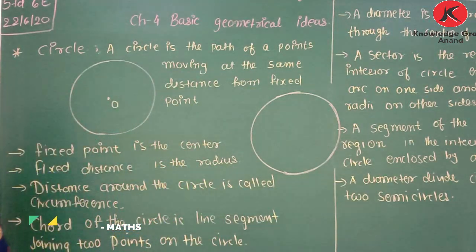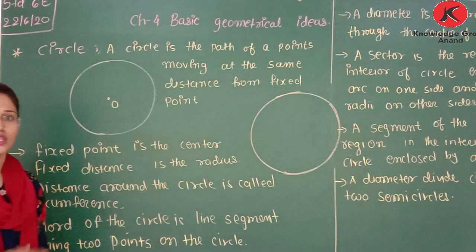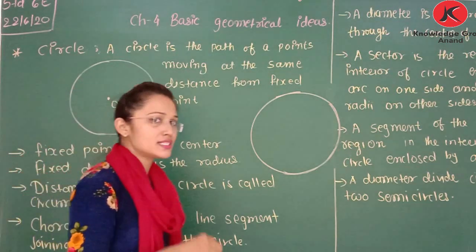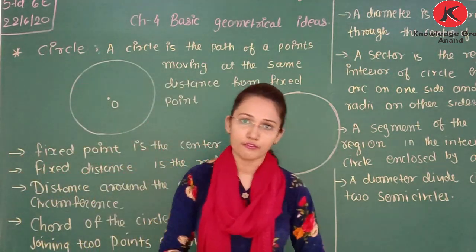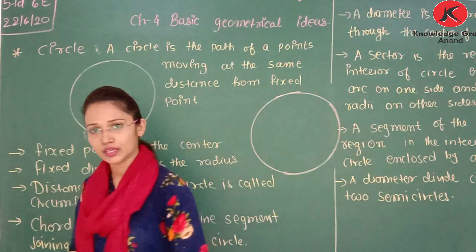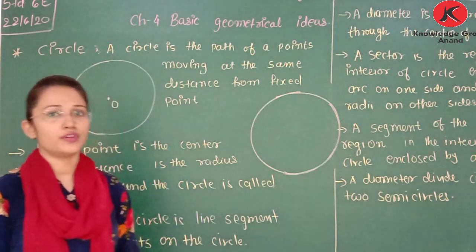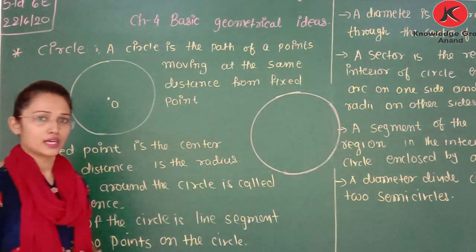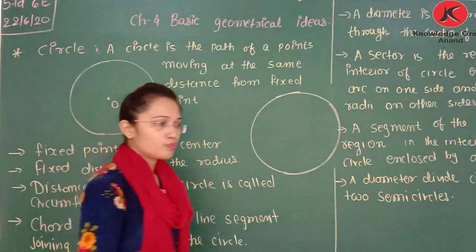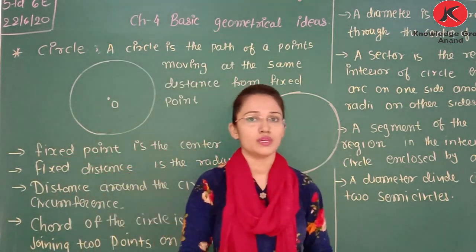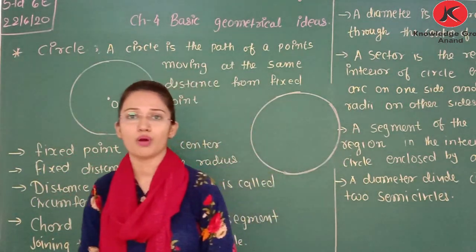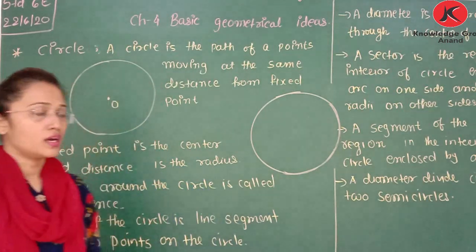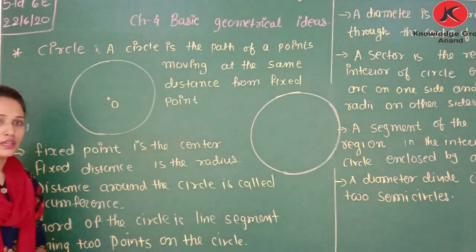Then we learn angles. An angle is formed if two rays start at one point. Then we learn triangles. It is the polygon with the least number of sides, that is 3 sides. Then we learn quadrilateral, a figure made up of 4 line segments. Now today we will learn circle.